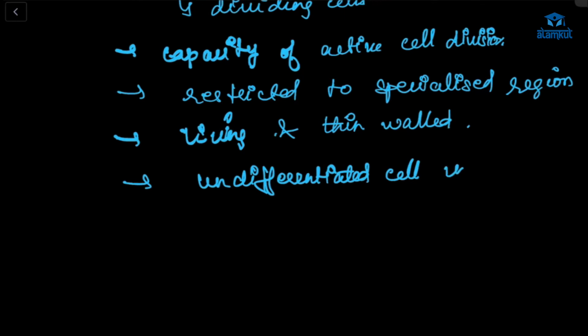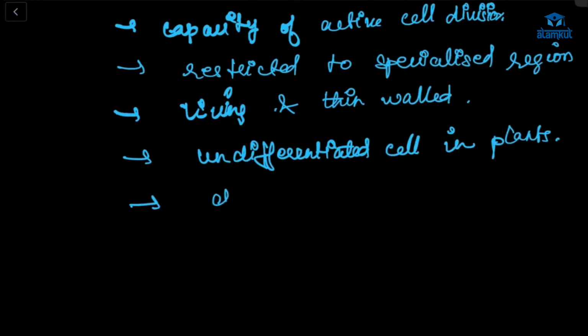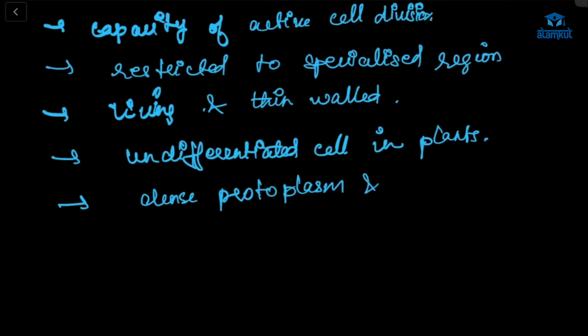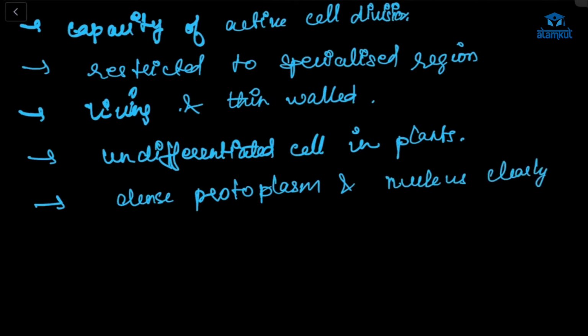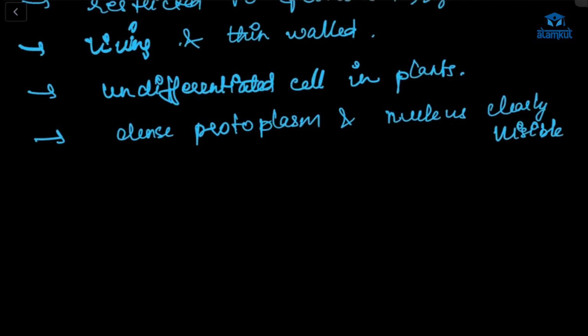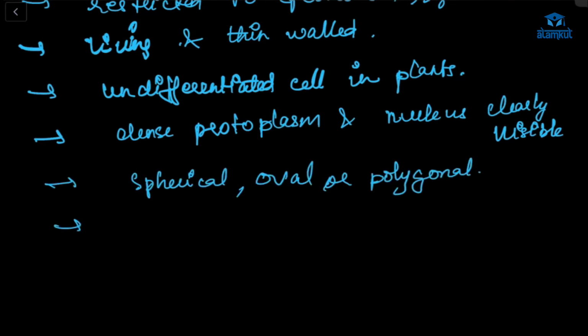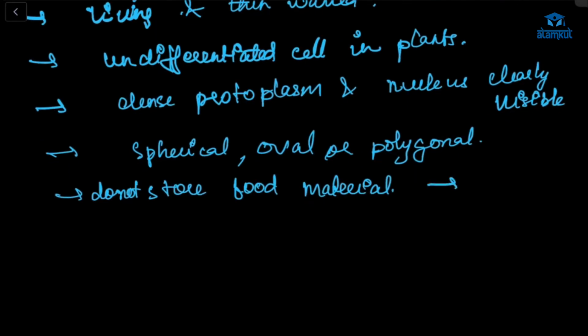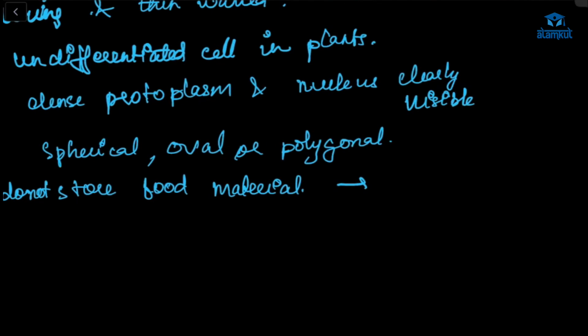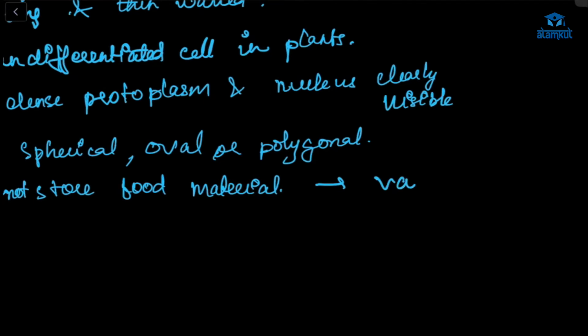These are undifferentiated cells in plants, and they have dense protoplasm, and their nucleus is clearly visible. That is prominent. Okay, and the shape of their cells may be spherical, oval, polygonal, and they do not store food materials. So because of that, what won't they have? Can anyone guess? Ma'am, they don't have vacuoles. Yeah, why is a vacuole not needed? Because they are only dividing and they don't need to store food.